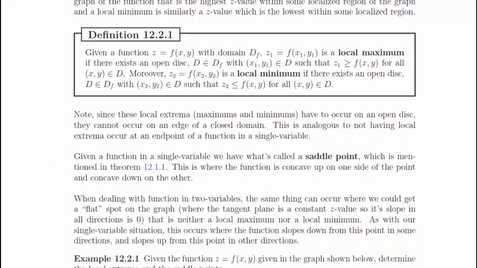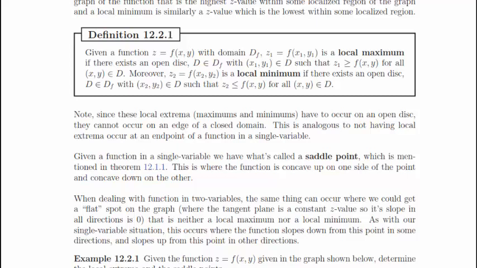Definition 12.2.1: given a function z equals f of x comma y with domain D for f, then z1 equals f of x1, y1 is a local maximum if there exists an open disk D within the domain of the function, where the point x1, y1 is also in this disk, such that z1 is greater than or equal to f of x comma y for all points x, y in the open disk D.